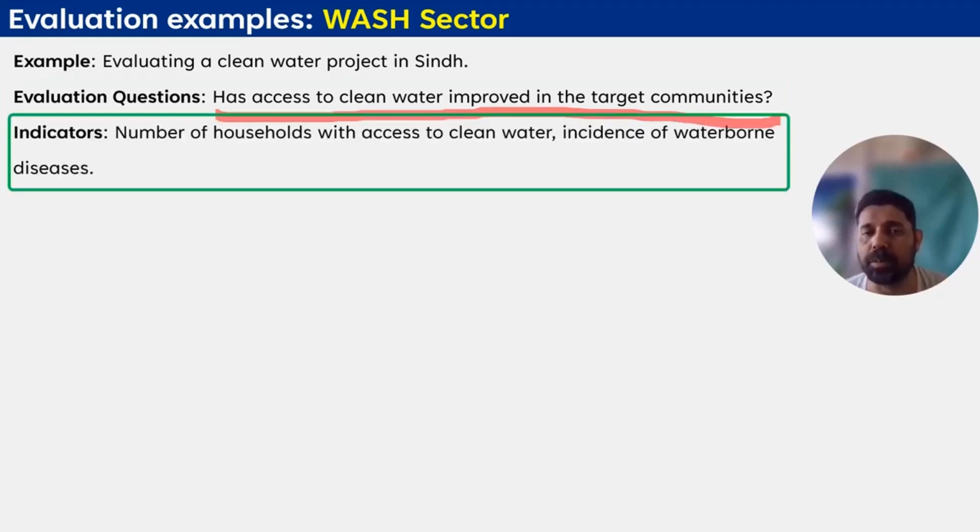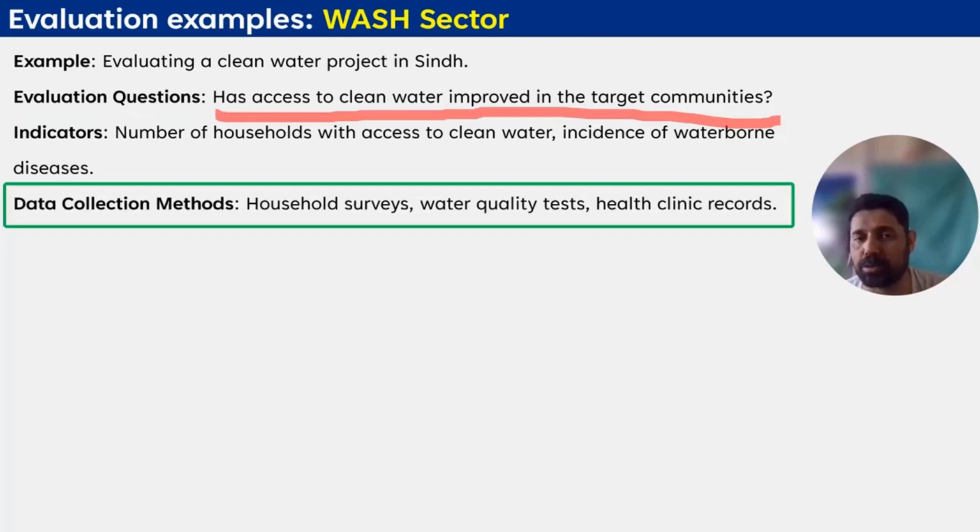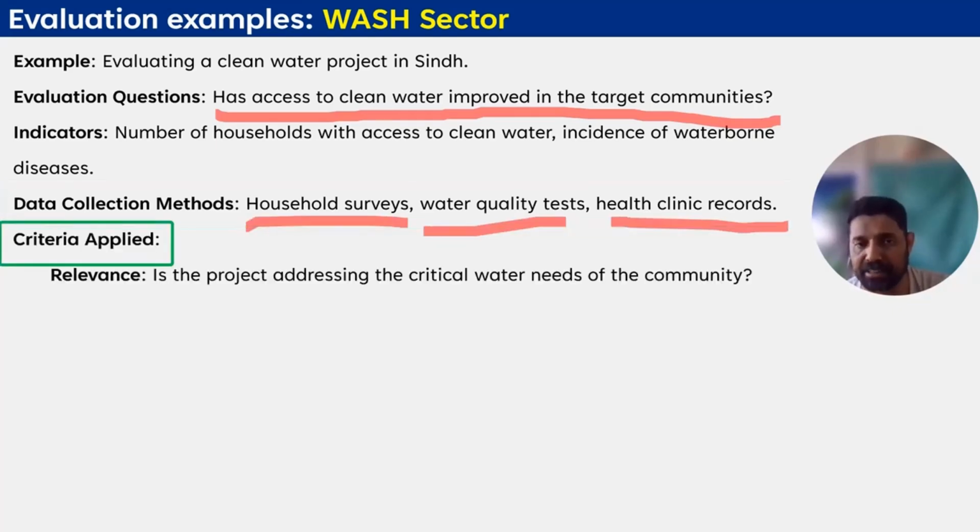Your indicators would be the number of households with access to clean water and the incidence of waterborne disease. These indicators will show you how effective this program was. For data collection, you can conduct household surveys. You can ask the households whether they have access to clean drinking water or not, and whether there are waterborne diseases or not. You can do water quality tests, and check health clinic records to see whether there is any reduction. Then the criteria are applied.